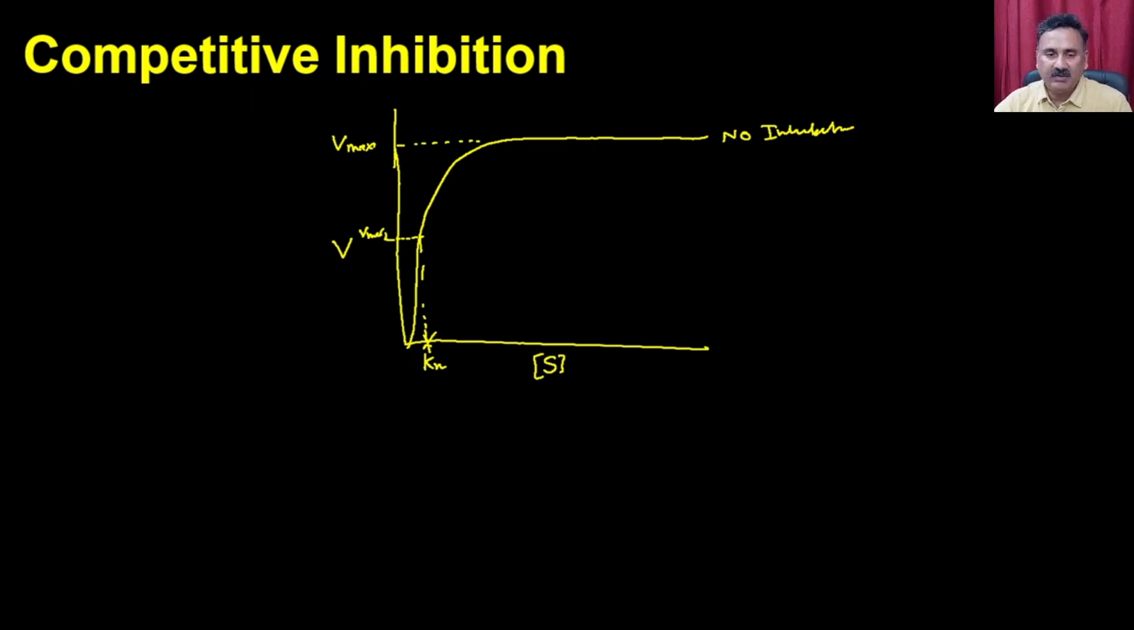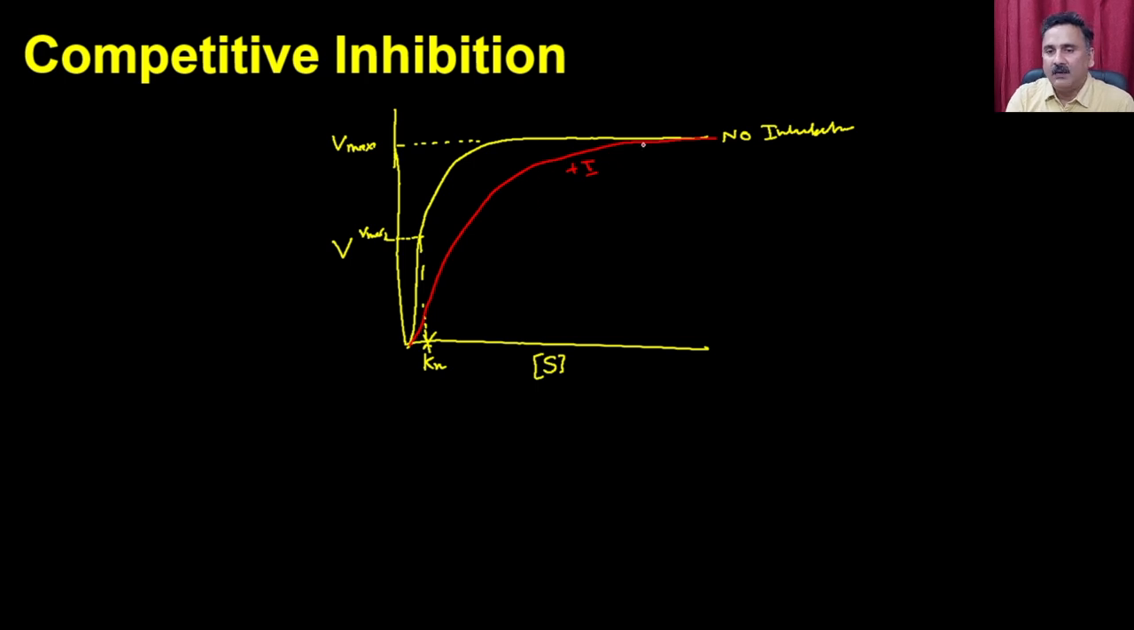Now, when you add the inhibitor, it is going to take up some of the enzyme, and that's how it will reduce the effective concentration of the enzyme. So it is going to take a longer time to reach the Vmax, and it happens like this. As a result, the ramping of the velocity is less. This is in the presence of the inhibitor, and this is in the absence of inhibitor. With the inhibitor, it takes longer because it is reducing the concentration of the enzyme.